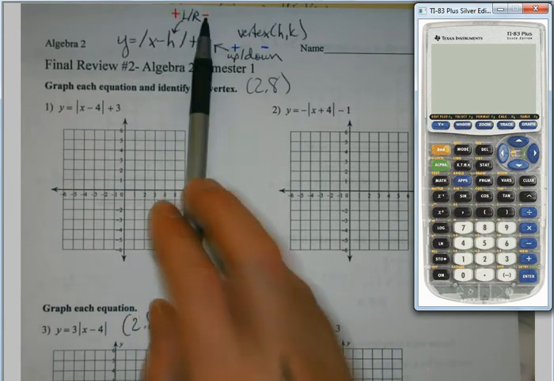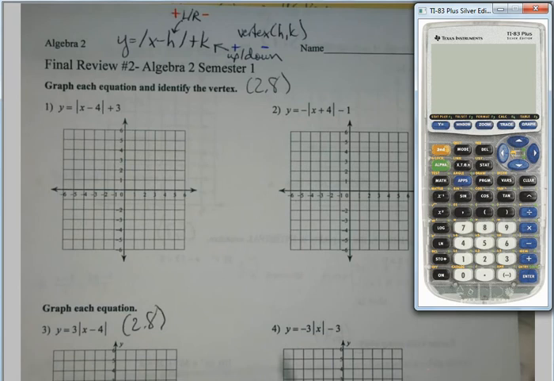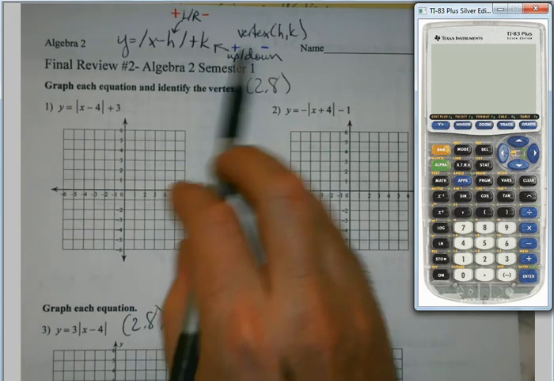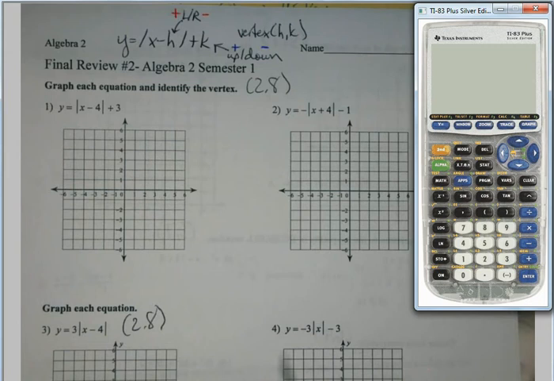That this value will tell me whether my graph is shifting to the left or right. Again, it's the opposite of what you would think. The positive is the left, the negative is to the right. And that my k value on the end determines whether I'm going up or down with any of these.